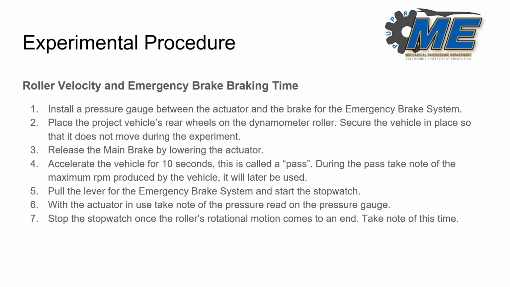Step 4, accelerate the vehicle for 10 seconds. This is called a pass. During the pass, take note of the maximum RPM produced by the vehicle. It will later be used. Step 5, pull the lever for the emergency brake system and start the stopwatch.